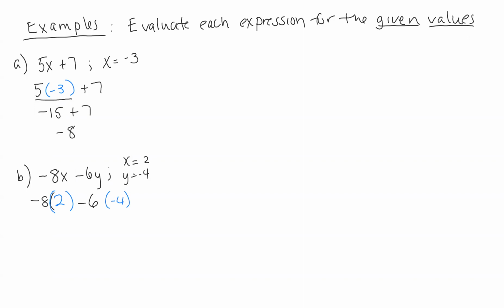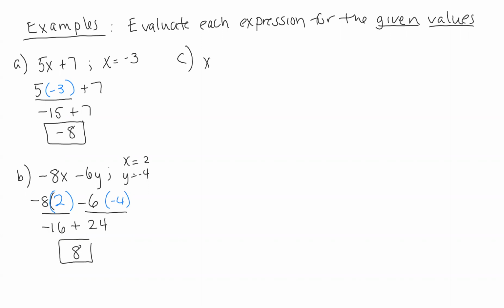So let's start with -8 times 2. Well, -8 times 2 is -16. And then if I look at -6 times -4, well, two negatives make a positive, so that's going to be +24. And then -16 plus 24 is going to be +8. So there we have our first two examples. Let's keep going.